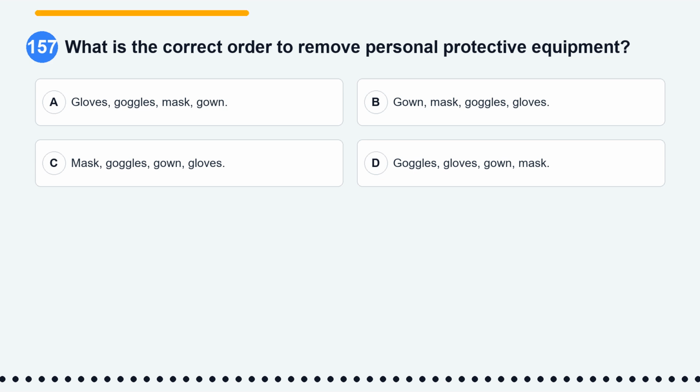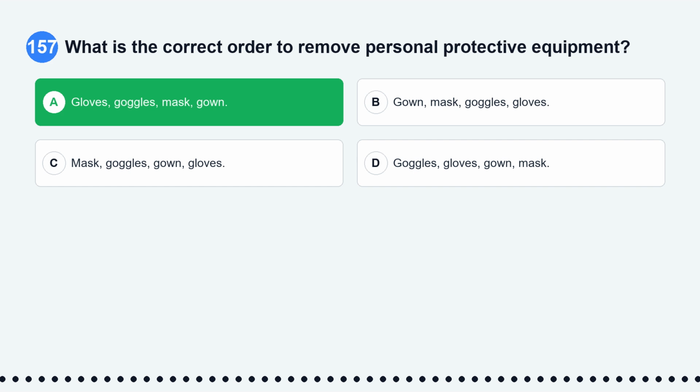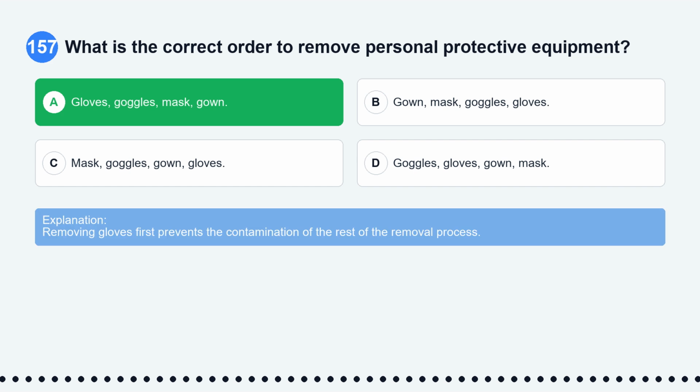Option C, mask, goggles, gown, gloves. Option D, goggles, gloves, gown, mask. The correct answer is option A, gloves, goggles, mask, gown. Removing gloves first prevents the contamination of the rest of the removal process.